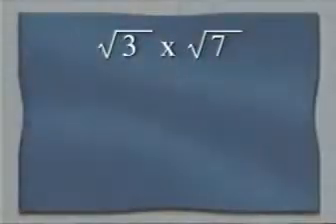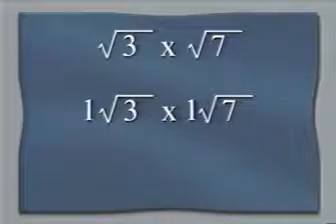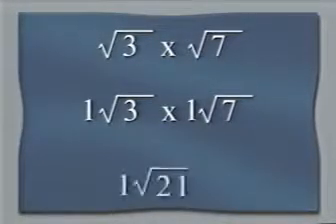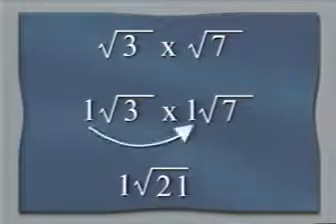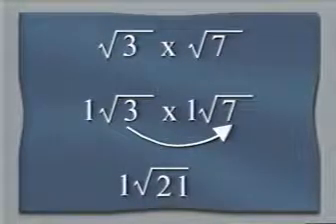Okay? If we wanted to multiply the square root of 3 times the square root of 7, we could do that. In effect, we have 1 square root of 3 times 1 square root of 7, and that would be 1 times the square root of 21. 1 times 1 is 1, and the square root of 3 times the square root of 7, we multiply place values, we get the square root of 21. So the square root of 3 times the square root of 7 is the square root of 21.